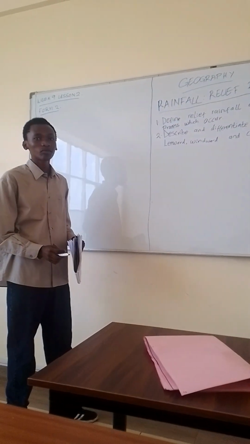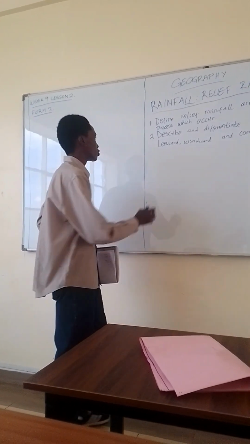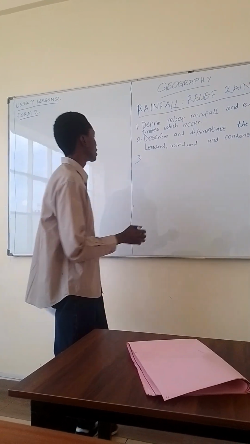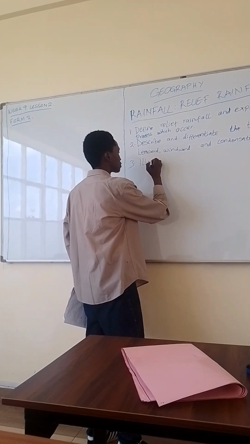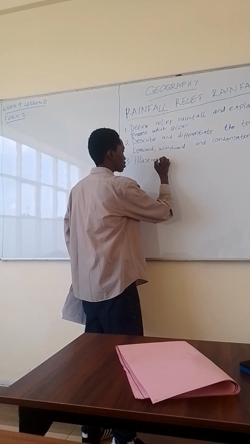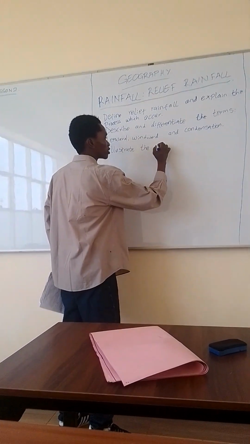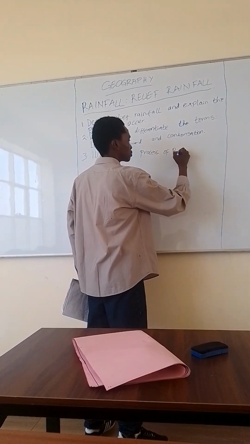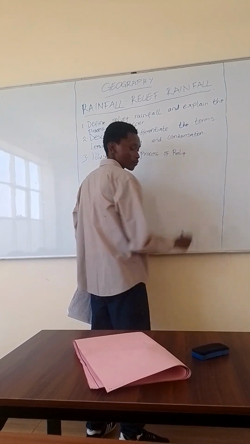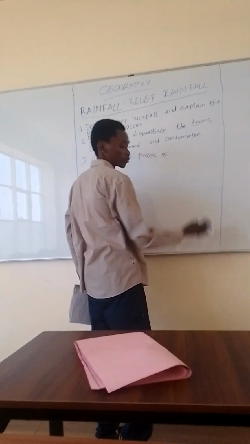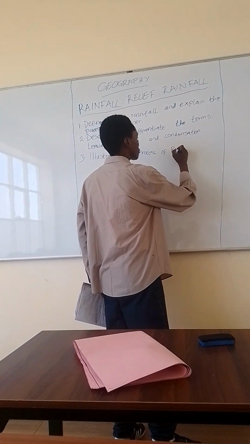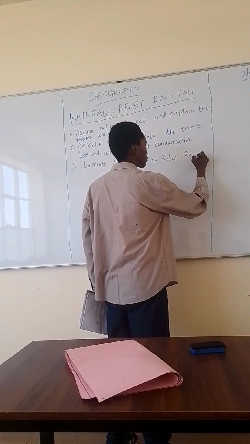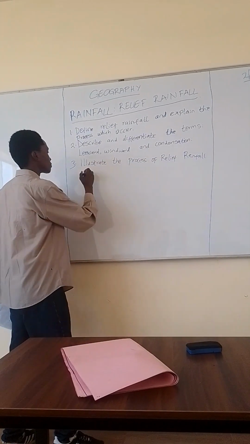Is that clear, class? Yes. Ruben, is that clear? Yes. So let's move to our third objective of the class: illustrate the process of relief rainfall using a diagram.